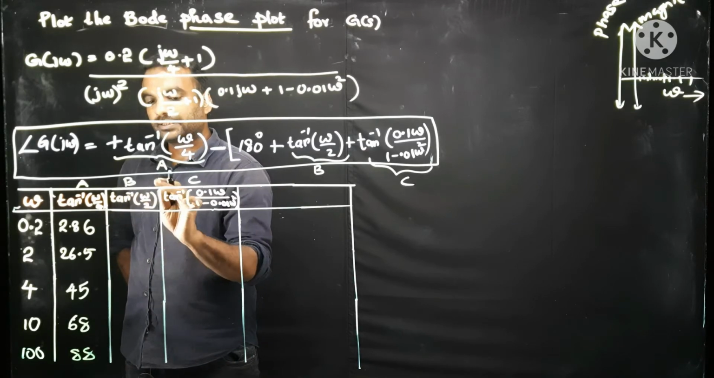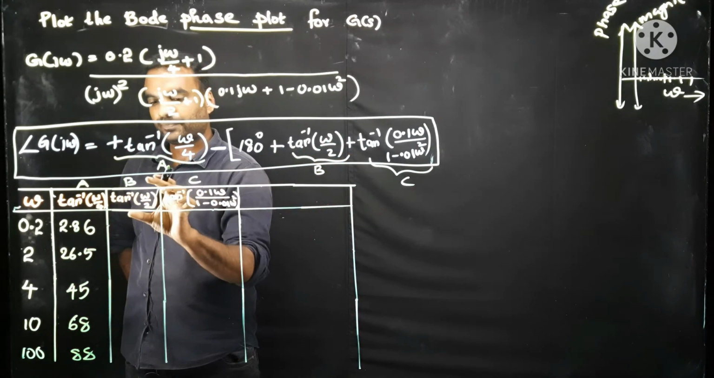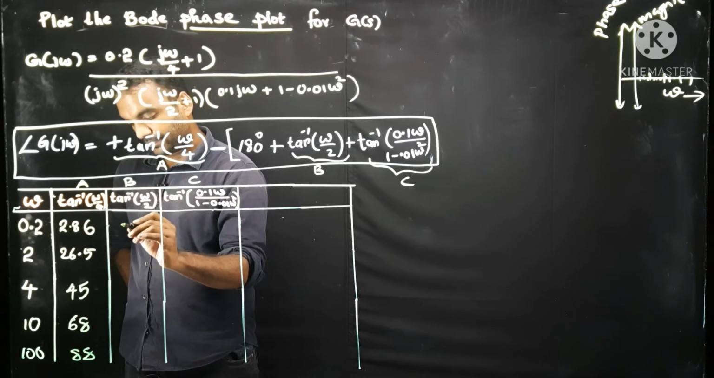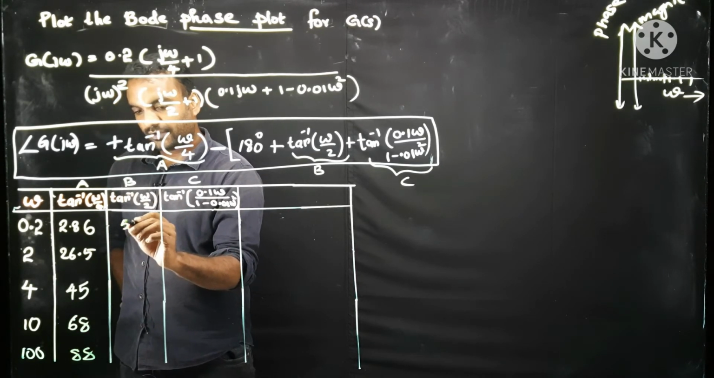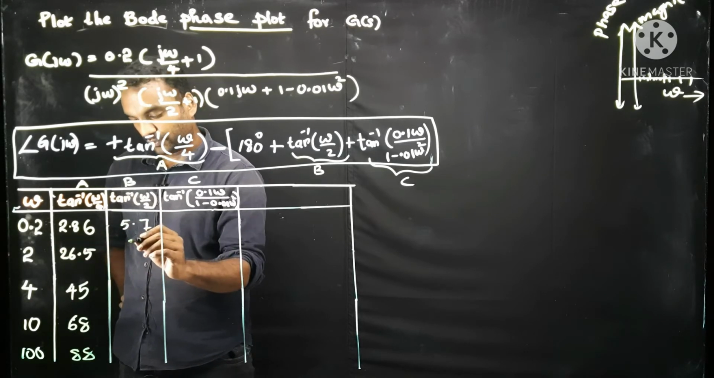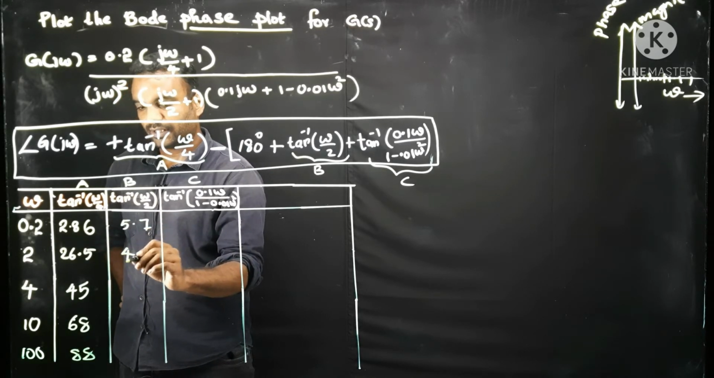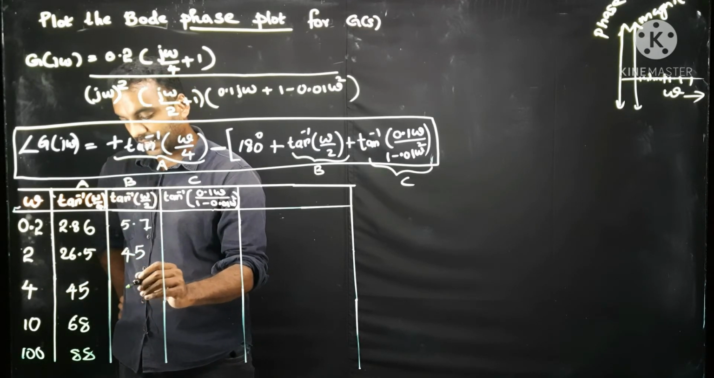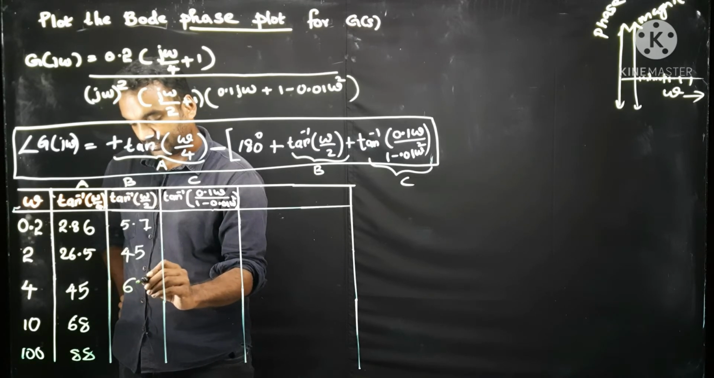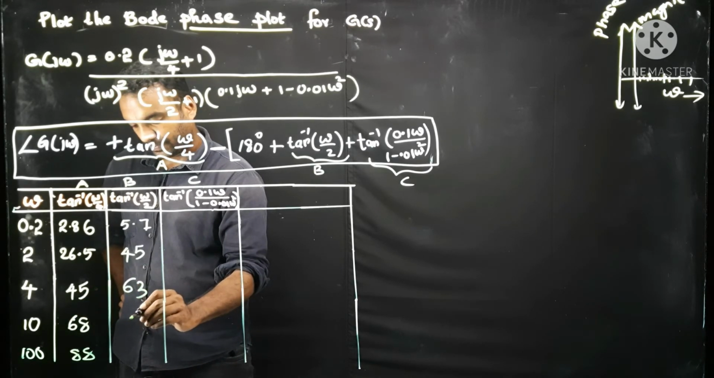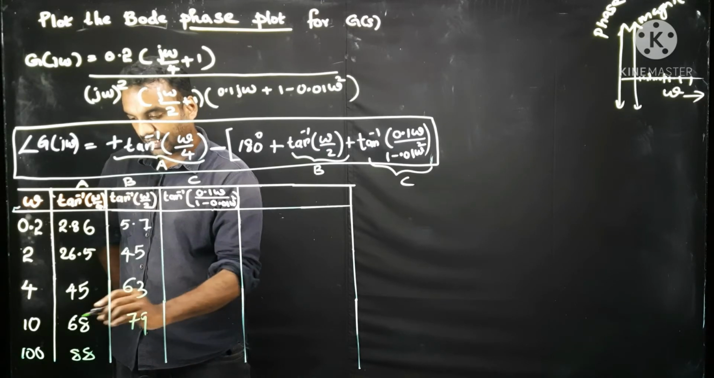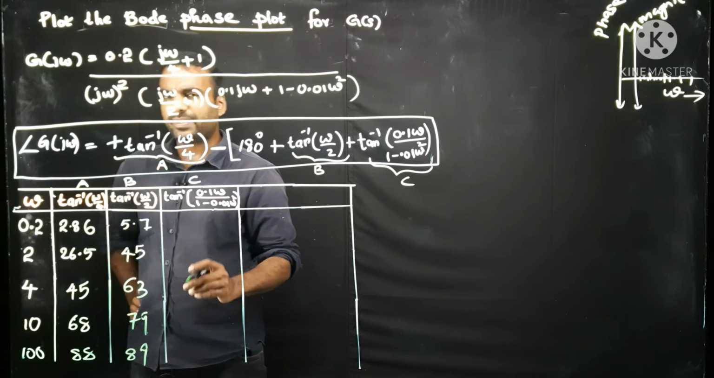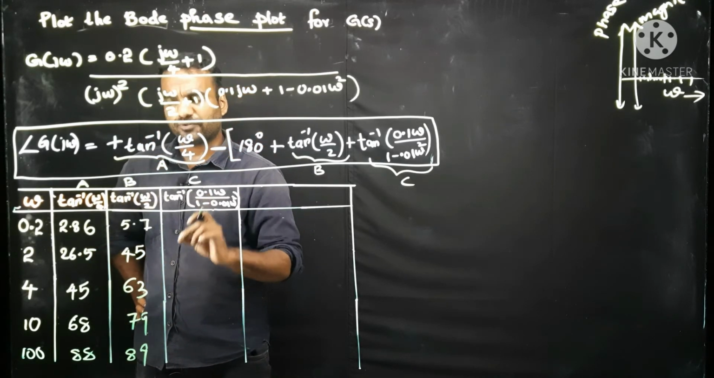Next B, that is tan inverse omega by 2. Tan inverse 0.2 by 2, that is 5.7. Tan inverse 2 by 2, that is tan inverse 1, that is 45. Tan inverse 4 by 2, that is 63. Tan inverse 10 by 2, that is 79. Tan inverse 100 by 2, that is 89. I may be approximating the points like 0.5, 0.2.